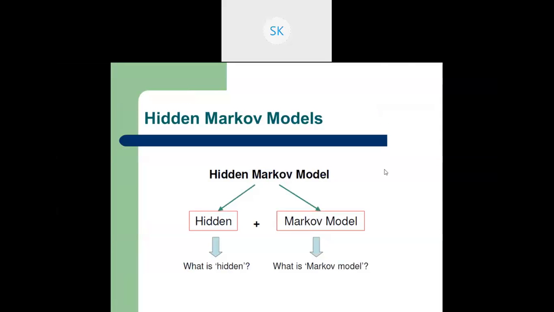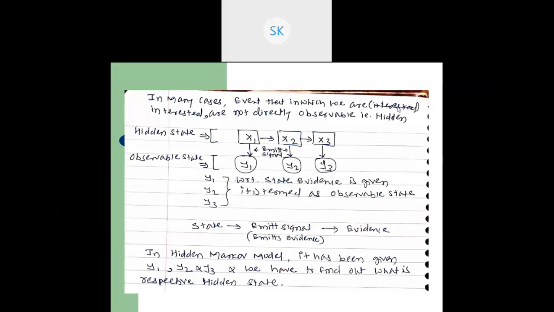Hidden Markov model. If you observe, there are three words in it: hidden Markov model. So now we will see what hidden means and what Markov model means. In many cases, the events in which we are interested are not directly observable, and that is the hidden part. We are interested in the hidden states.